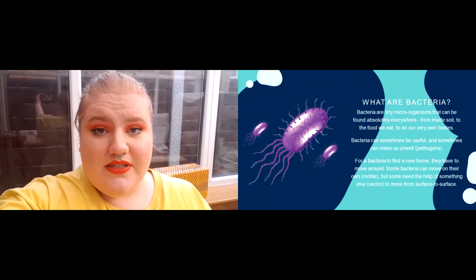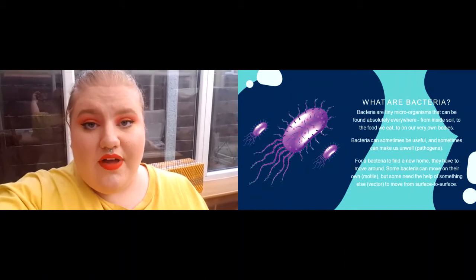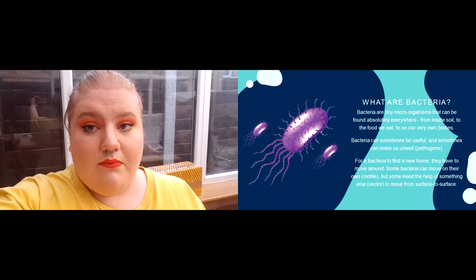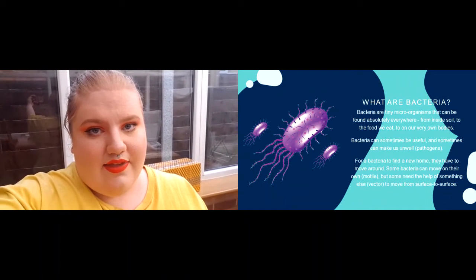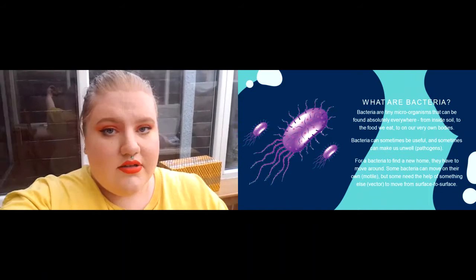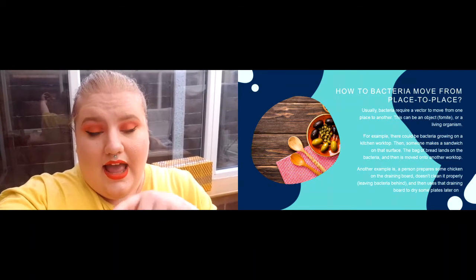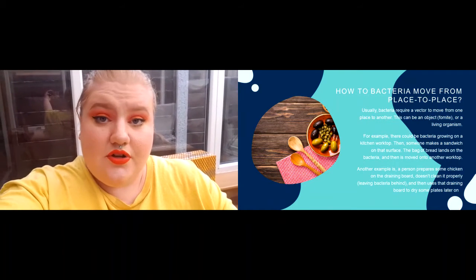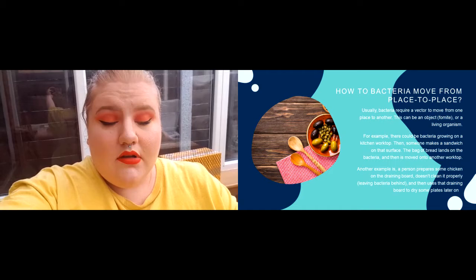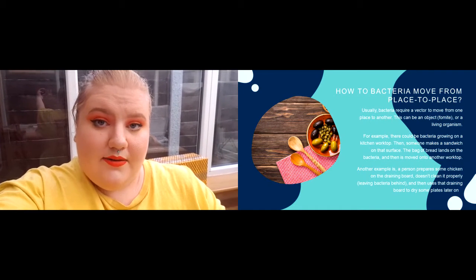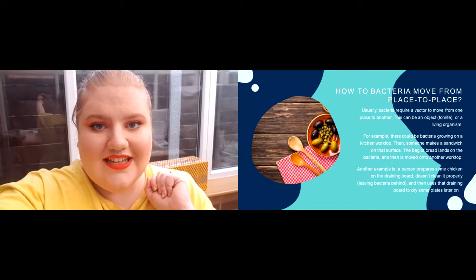So for bacteria to find themselves a new home, they of course have to move around. Now some bacteria can move on their own, and those kind of bacteria are called motile bacteria. But most bacteria have to use something else to get there, which is also known as a vector. This vector that they use to get from point A to point B can be either an inanimate object, which can also be known as a fomite, so for example a wooden spoon or a pen, or they can also move from place to place using an organism such as an animal or our very own fingers.